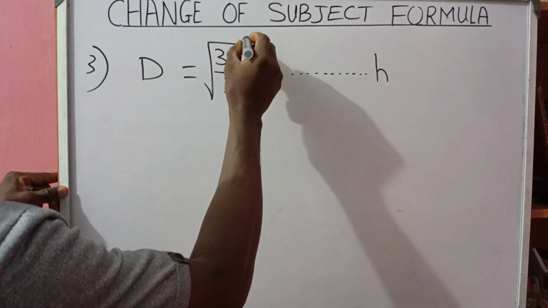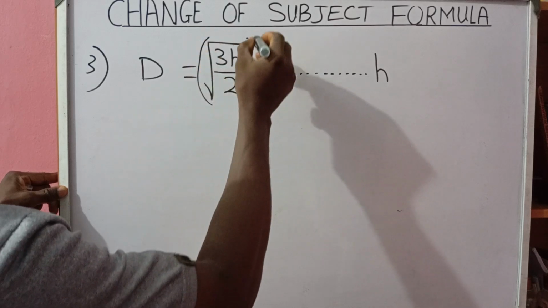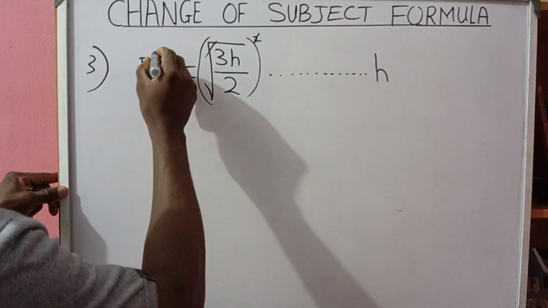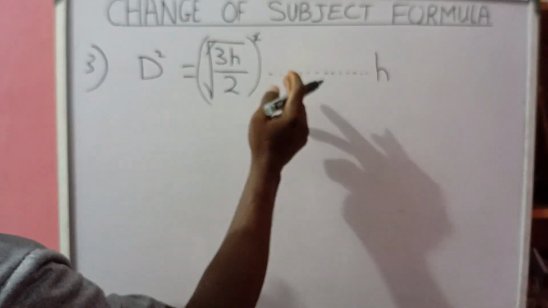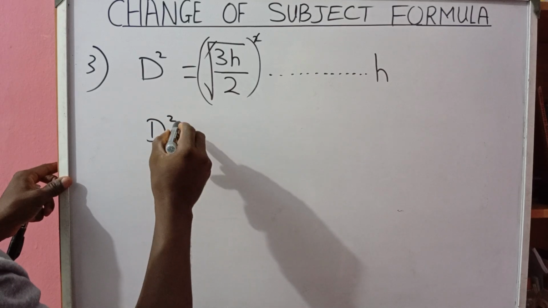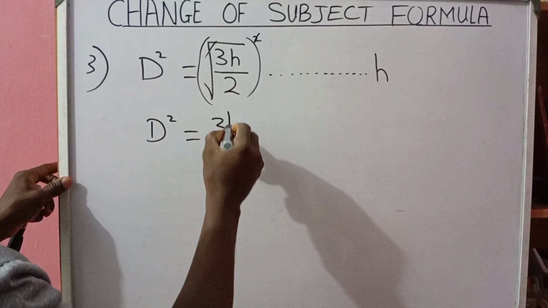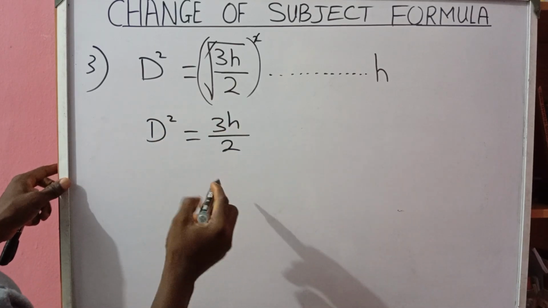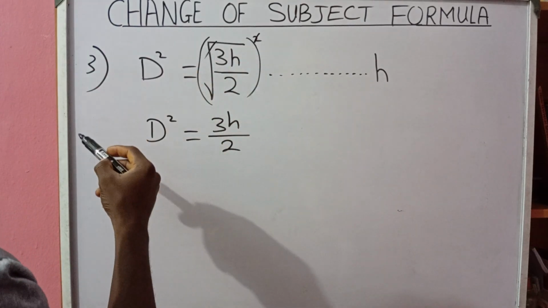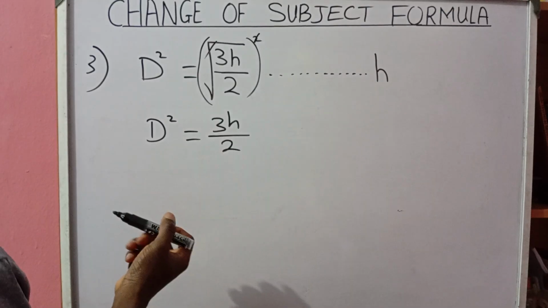So applying square to both sides, this square here will cancel out the square root that we have. Then we apply the square at the other side. Whatever you do at this side, do the same thing at the other side. So we now have d squared is equal to 3h all over 2. If you have a square root, you apply square to every other thing outside of that particular square root.